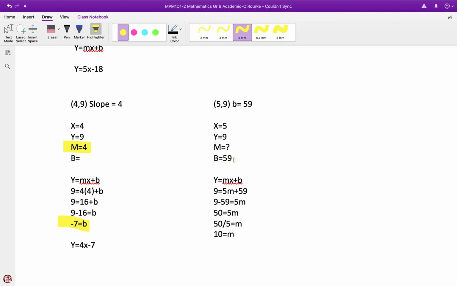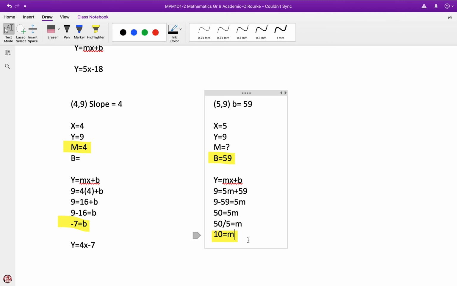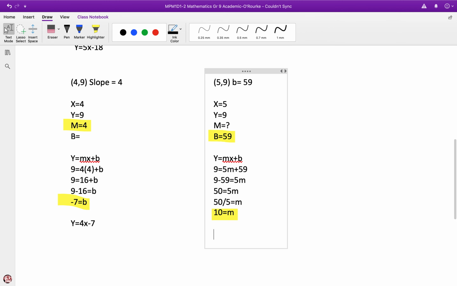Now we have the same thing, but this time we're a little backwards. We have the b, we have the m, so we can go back into our equation, and we go y equals, and we plug in the values.